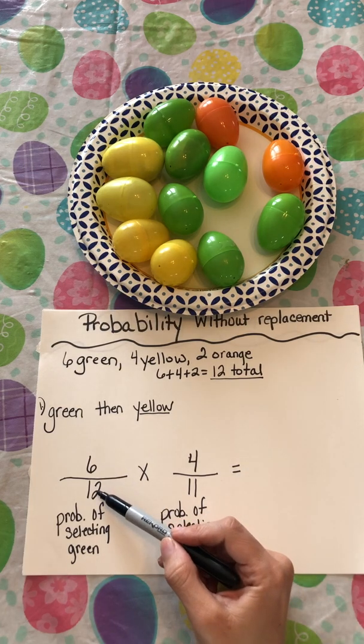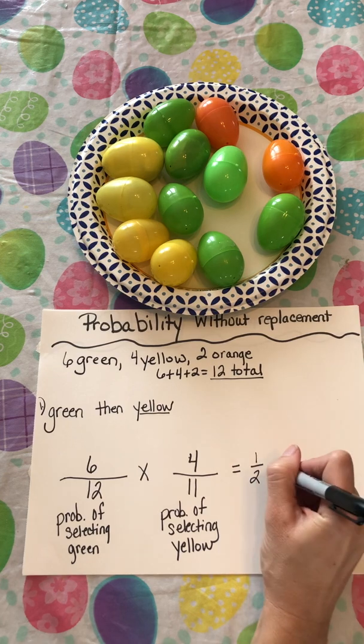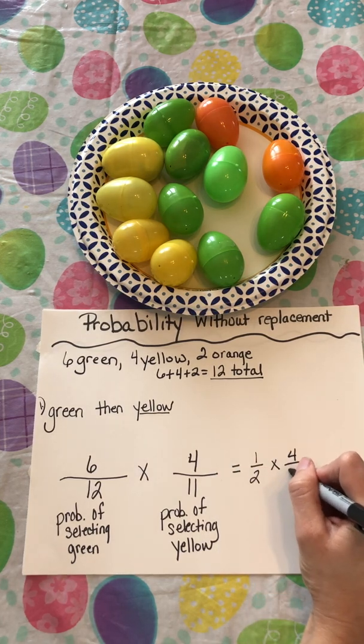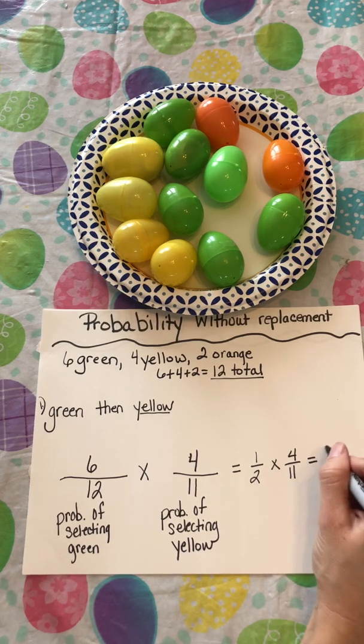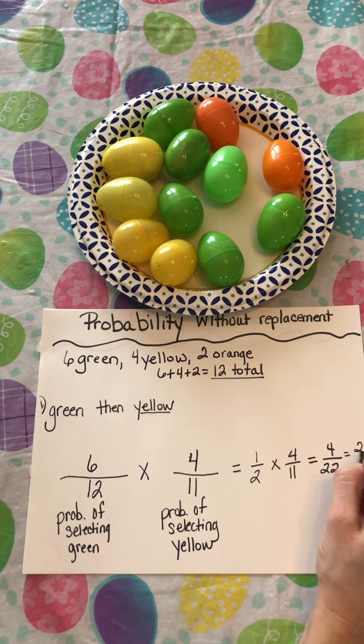We will need to simplify the 6 over 12 into 1/2. Then we will multiply by the 4 over 11, which will give us 1 times 4 is 4, 2 times 11 is 22, which can be reduced to 2 over 11. So that is our answer.